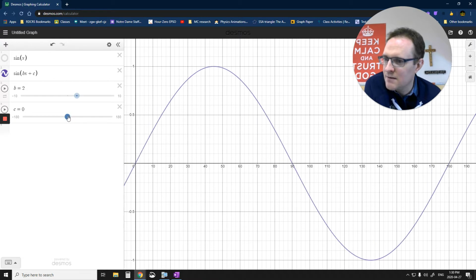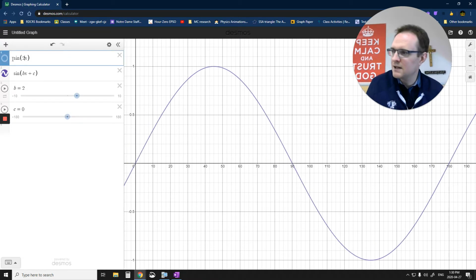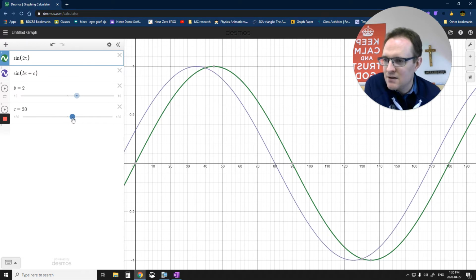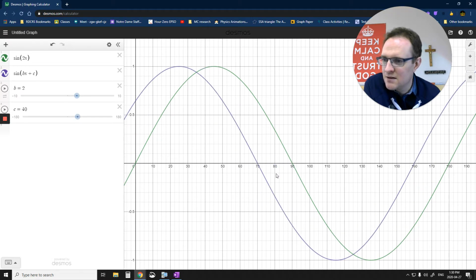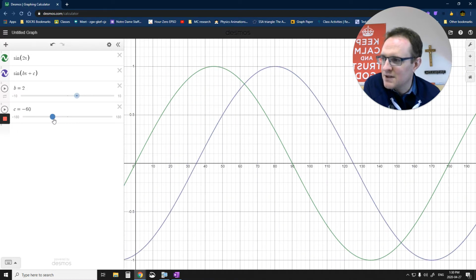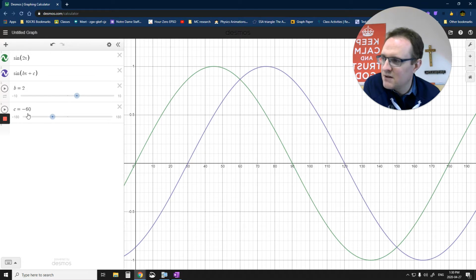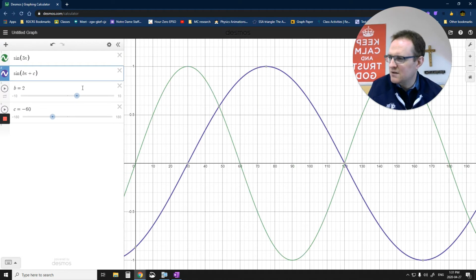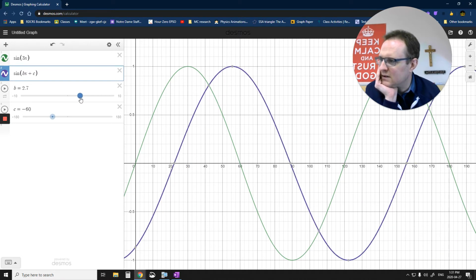So let me put the graph in here again. This is the original graph. I just put a 2 there to make it the same. You can see that my C value is 20, but I've only moved over 10. If I go 40, I've only moved over 20, right? And it's in the opposite direction for the negative. So if I go negative 60, I've only moved over 30. 1, 2, 3, so 30. Okay. So if my B value is 3, let's change my B value to 3 here.